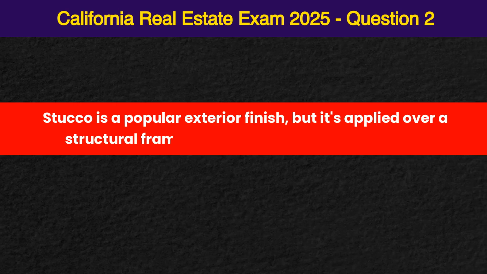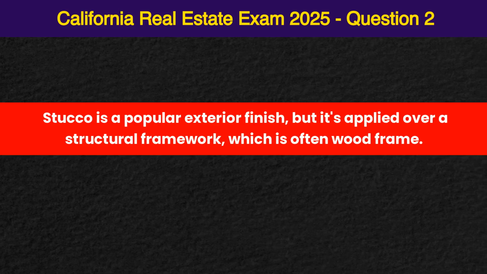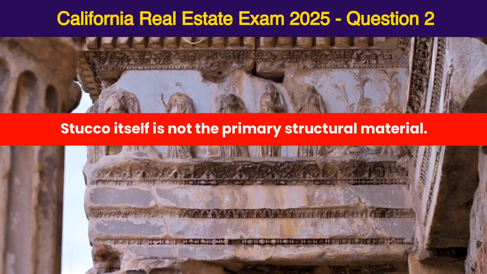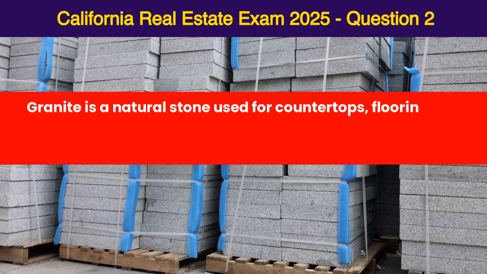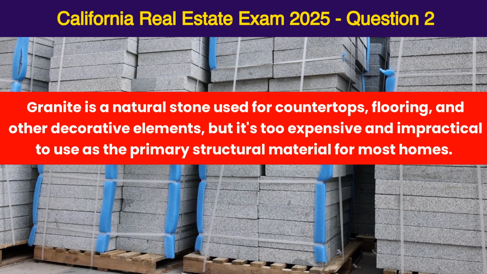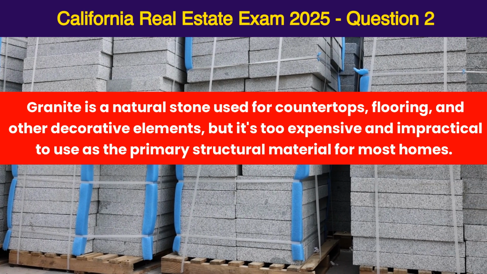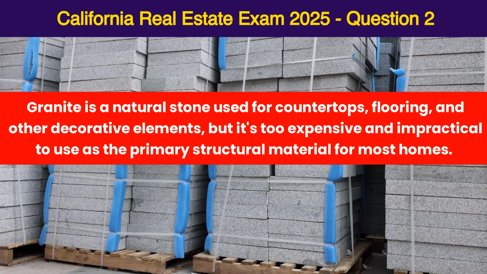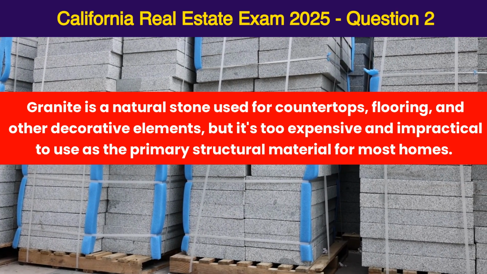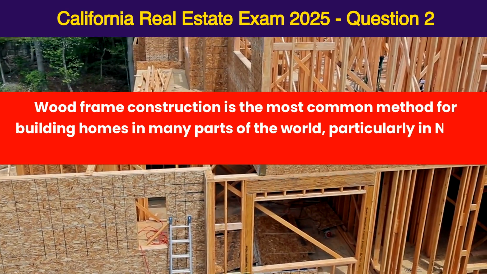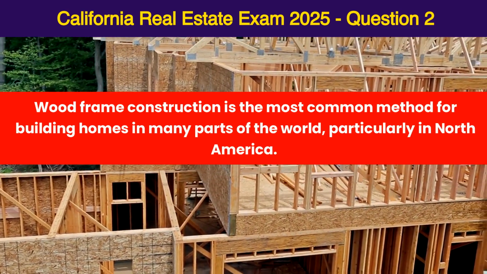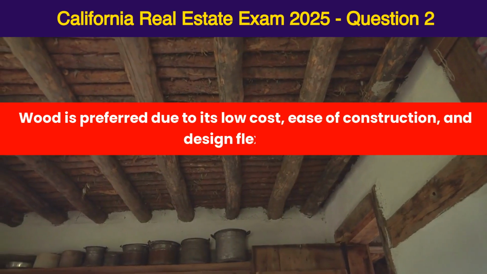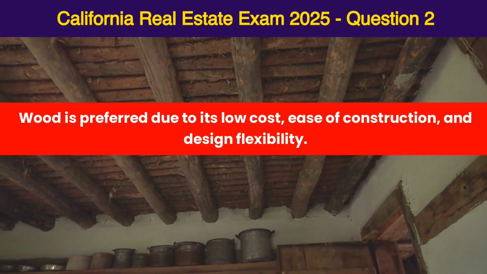Stucco is a popular exterior finish, but it's applied over a structural framework, which is often wood frame. Stucco itself is not the primary structural material. Granite is a natural stone used for countertops, flooring, and other decorative elements. But it's too expensive and impractical to use as the primary structural material for most homes. Wood frame construction is the most common method for building homes in many parts of the world, particularly in North America. Wood is preferred due to its low cost, ease of construction, and design flexibility.